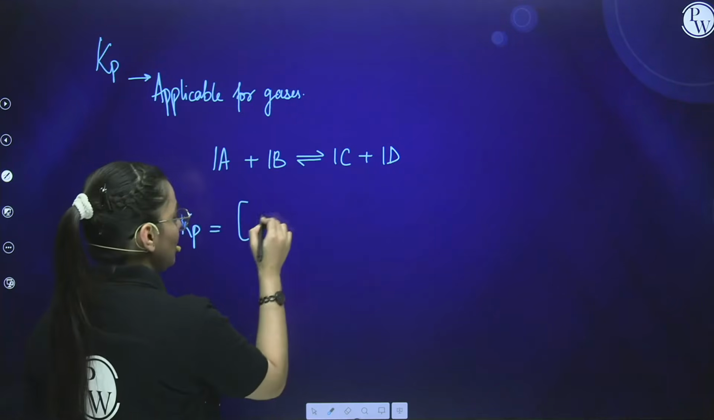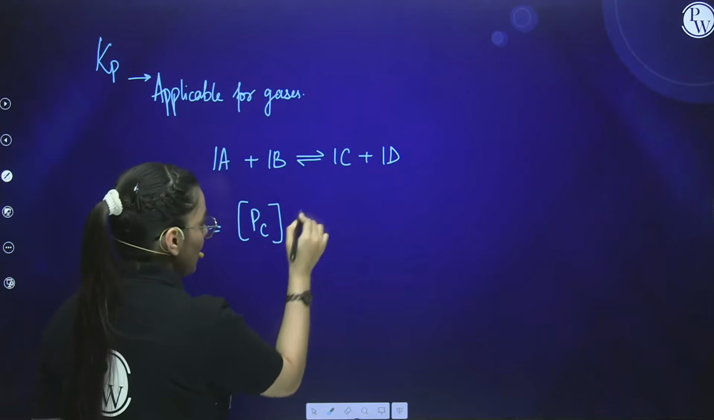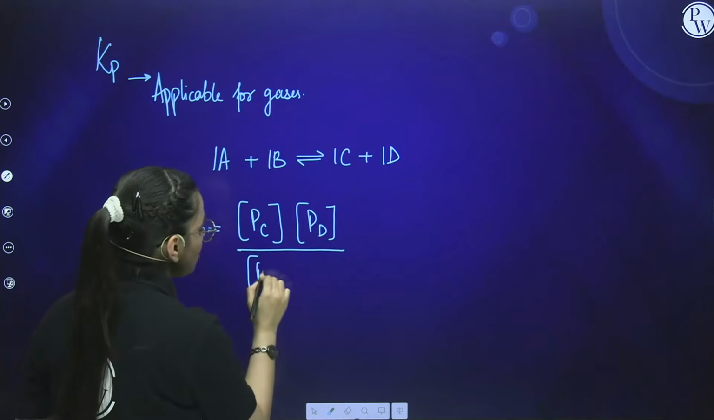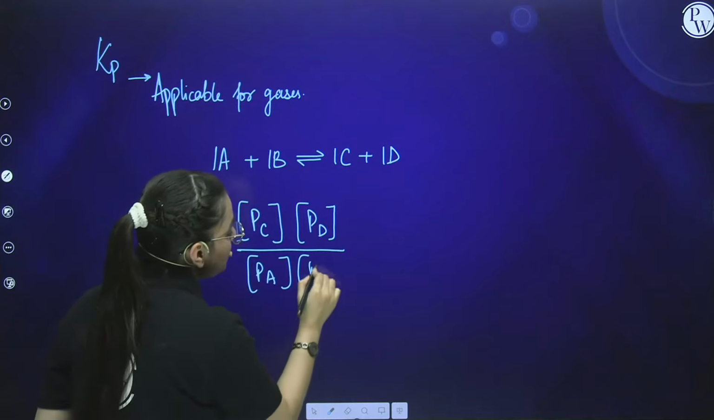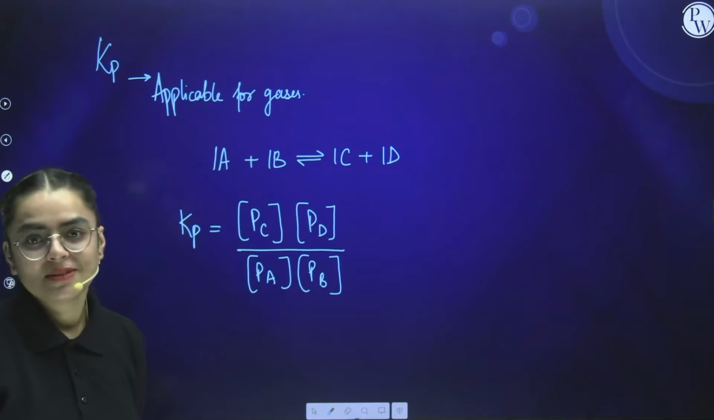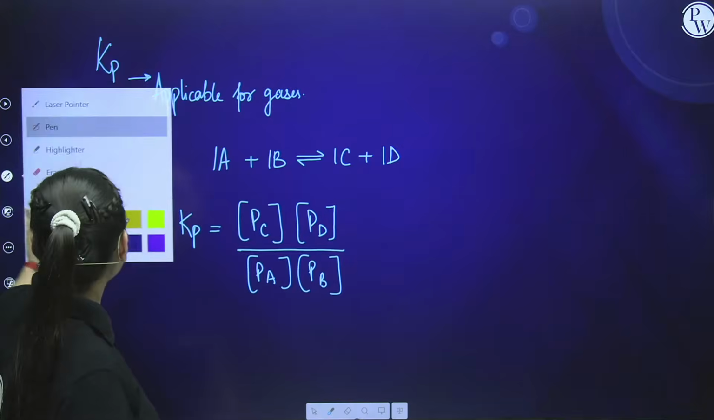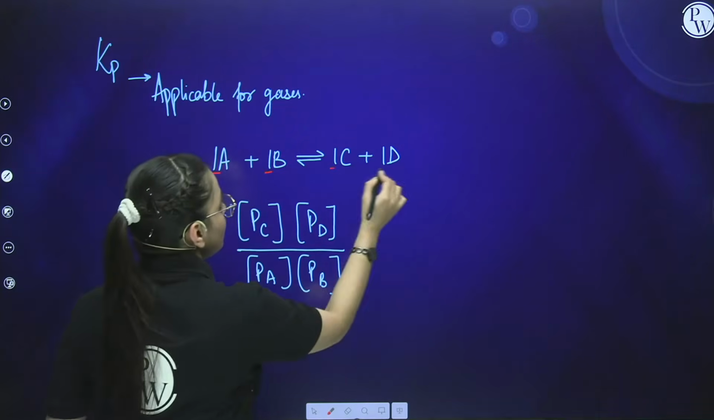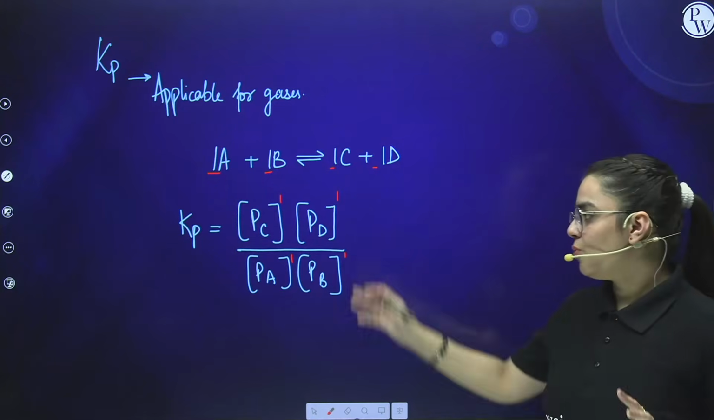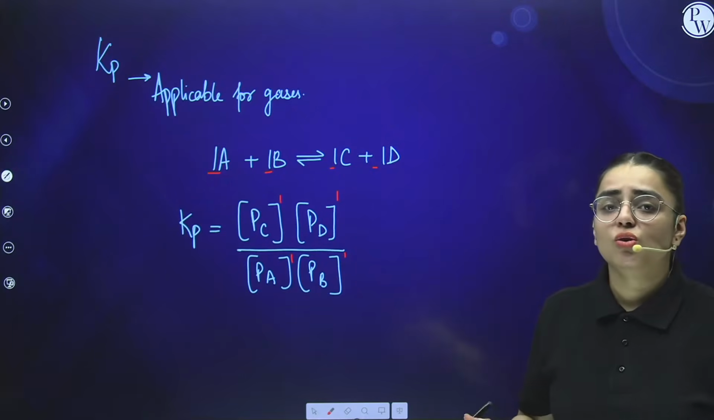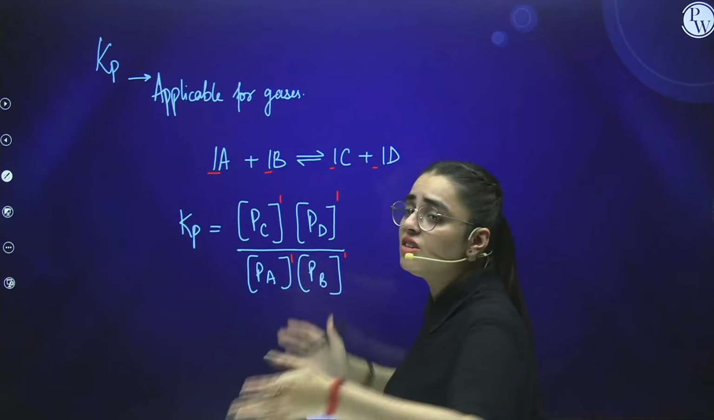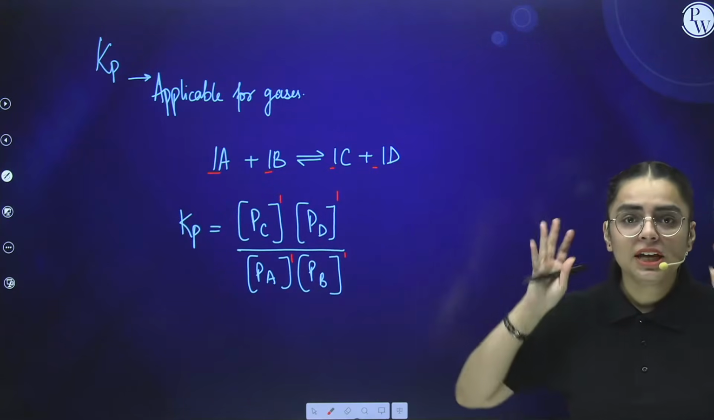So for the numerator, we have the partial pressure of C into the partial pressure of D, divided by the partial pressure of A into the partial pressure of B. This is my formula, my dear students. And for this formula, we know that they have 1, 1, 1 in front of them. That means the powers are also 1. Now, ma'am, what are PA, PB, PC, PD? We don't know. For the previous case, we knew concentration was equivalent to number of moles divided by volume. But here we don't know PA, PB, PC, PD.